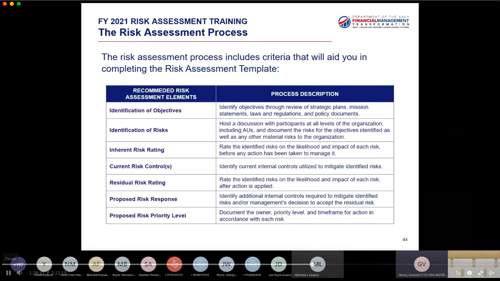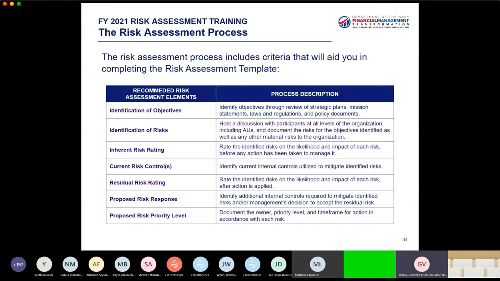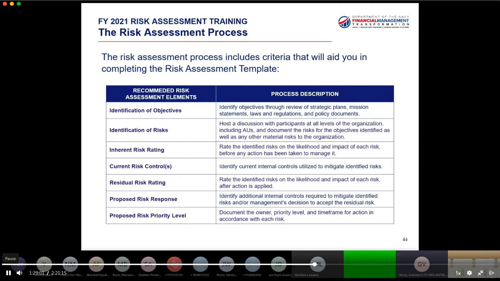So these are some of, I don't know if we want to call them steps, but these are the key criteria that you will complete when working on a risk assessment. You're going to identify your mission objectives. You're going to identify your risks to meeting those objectives. You're going to identify the inherent risk associated with that particular risk. You're going to identify your current controls that you have in place, and then the resulting residual risk.